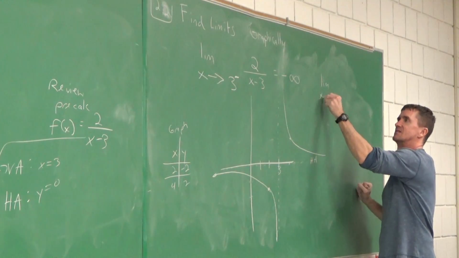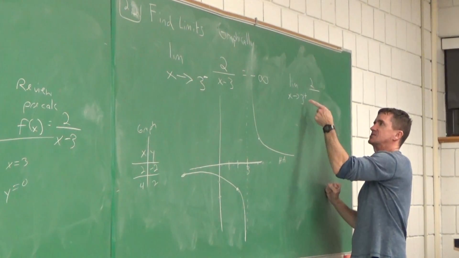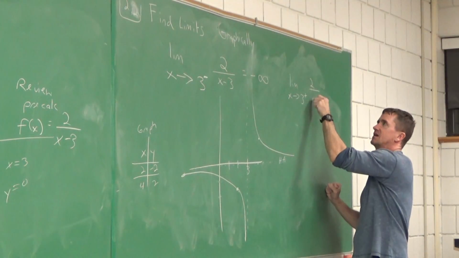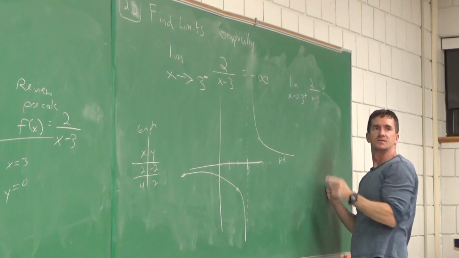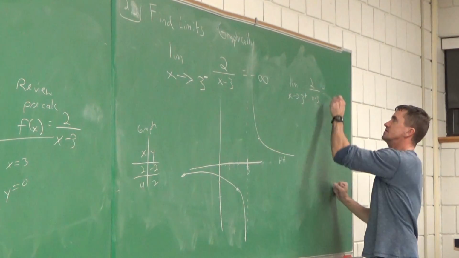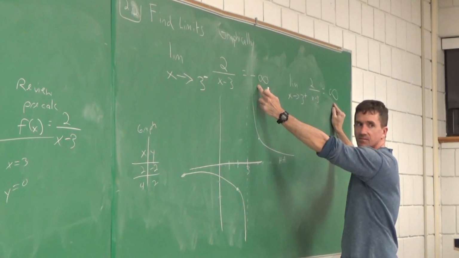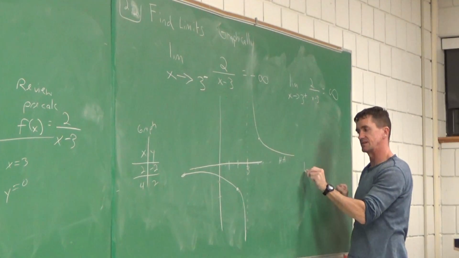What's this answer? Just look at the graph, right? What's the limit as x approaches 3? I put a plus there of 2 over x minus 3. Right, where you going? Positive. Now, are these the same? No. So what has to be this answer?